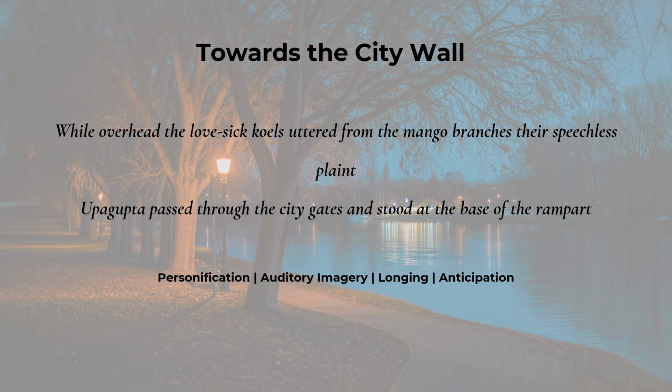So, a simple meaning would be: above him, the koels sitting on the mango tree branches were making sad cries of longing and love. Literary devices used here are personification, auditory imagery through the cries of the koels that create a strong sound effect in the scene. Koel symbolism has also been used because koels symbolize love, longing, and emotional yearning.